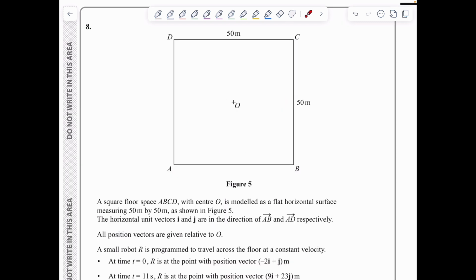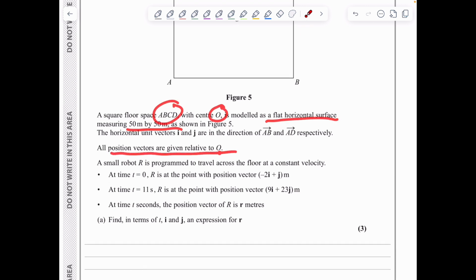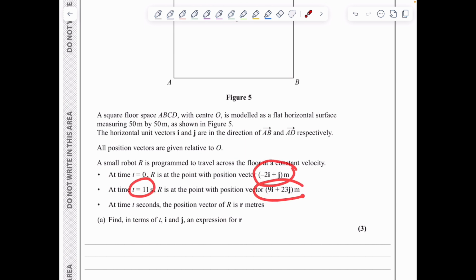In question 8, we've got a square floor ABCD centered at O, modeled as a flat horizontal surface measuring 50 by 50 meters. We are told that all position vectors are given relative to O. We've got a small robot R programmed to travel across the floor at a constant velocity. Initially it's at negative 2i plus j. 11 seconds later it's at 9i plus 23j. And we need to find, in terms of t, i, and j, an expression for r, which is the position vector at time t seconds.